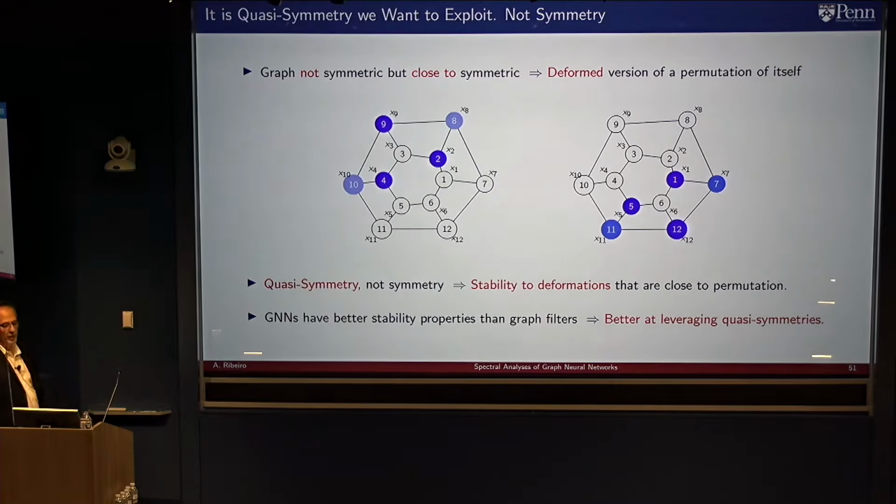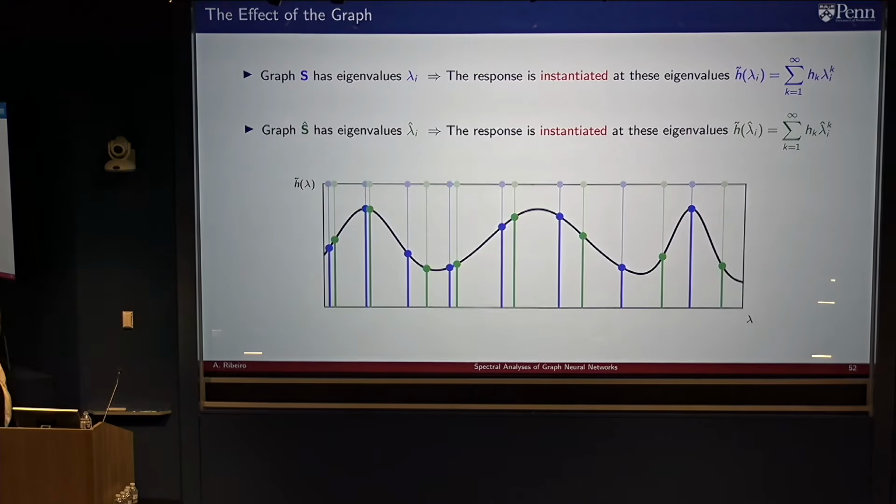What you want is not symmetry, but quasi-symmetry. You want to be able to transfer from this graph to this other graph. And that's a different question. And to address this quasi-symmetry question, we do an analysis of stability to deformations. But look, I'm going to go through this quickly because otherwise you're going to start throwing tomatoes at me because you know exactly what I'm going to do. So the unperturbed graph has eigenvalues lambda i. The perturbed graph has eigenvalues lambda i hat. As long as these eigenvalues are not too different, the filter will be stable.